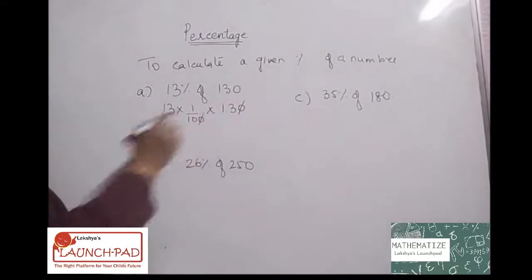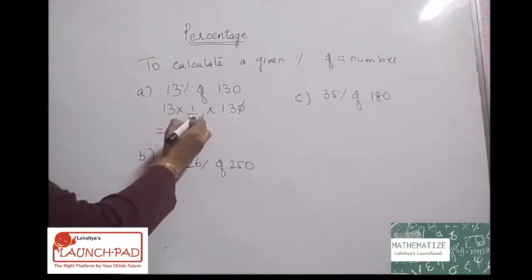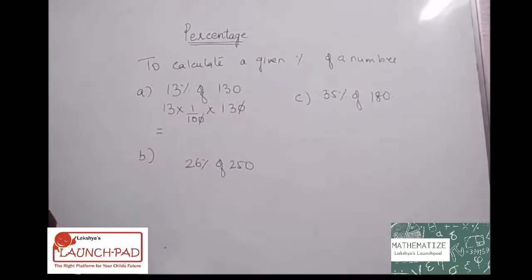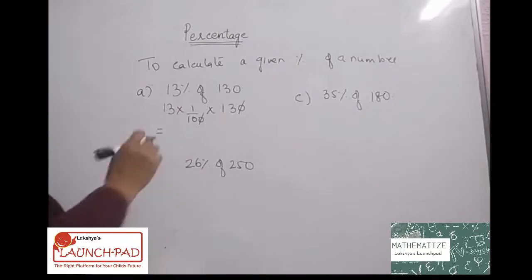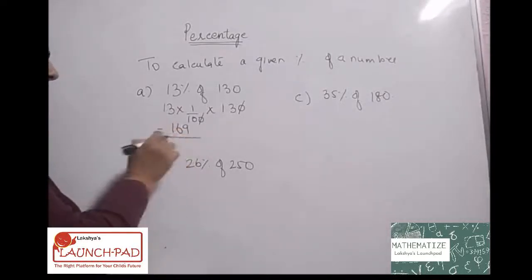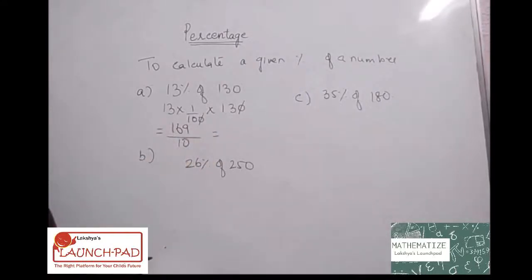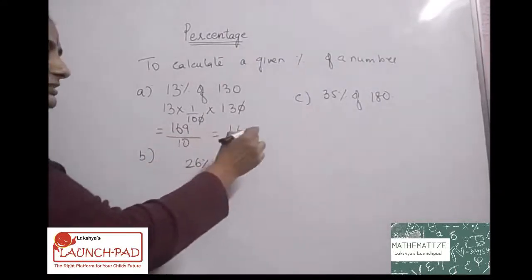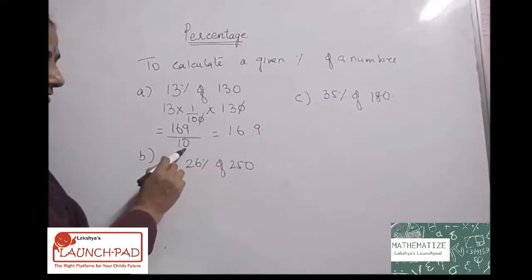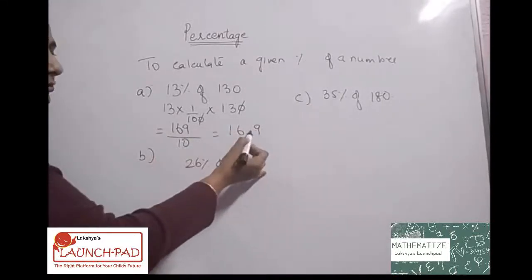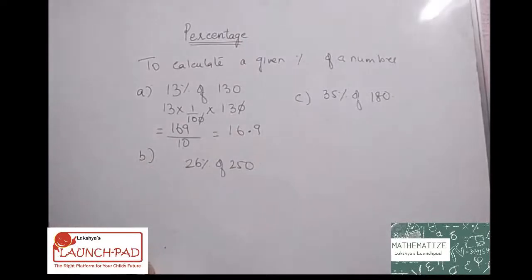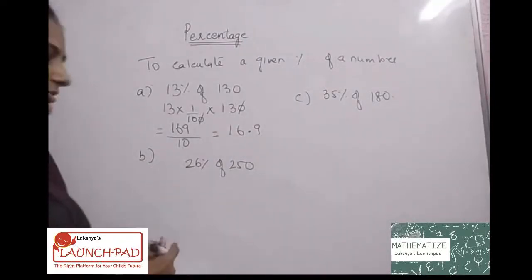13 into 1 by 100 into 130. So we have to cancel the zero. What is 13 into 13? Now nothing else to cancel. So what is 13 into 13? 13 into 13 is 169 divided by 10. So how do I write it now in decimal? 169, I will write it as it is, after decimal one number, 16.9. Yes. Riddhi, can you try this? Yes, ma'am.